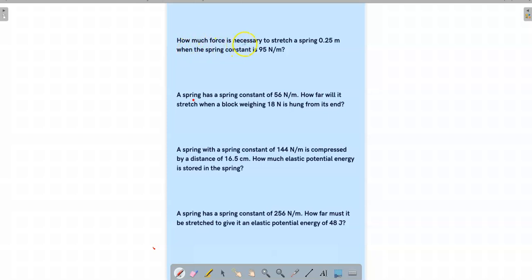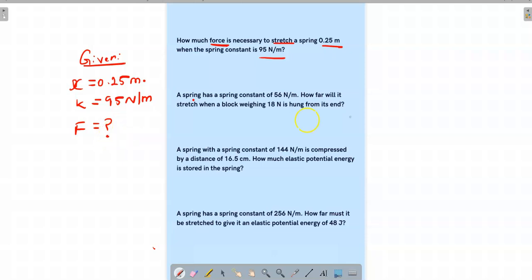How much force is necessary to stretch a spring 0.25 meter when the spring constant is 95 Newton per meter? So first you write the given value. Here, stretch. So extension or the stretch is 0.25 meter, X value is given. Spring constant K is 95 Newton per meter. How much force is necessary? So we have to find the force.